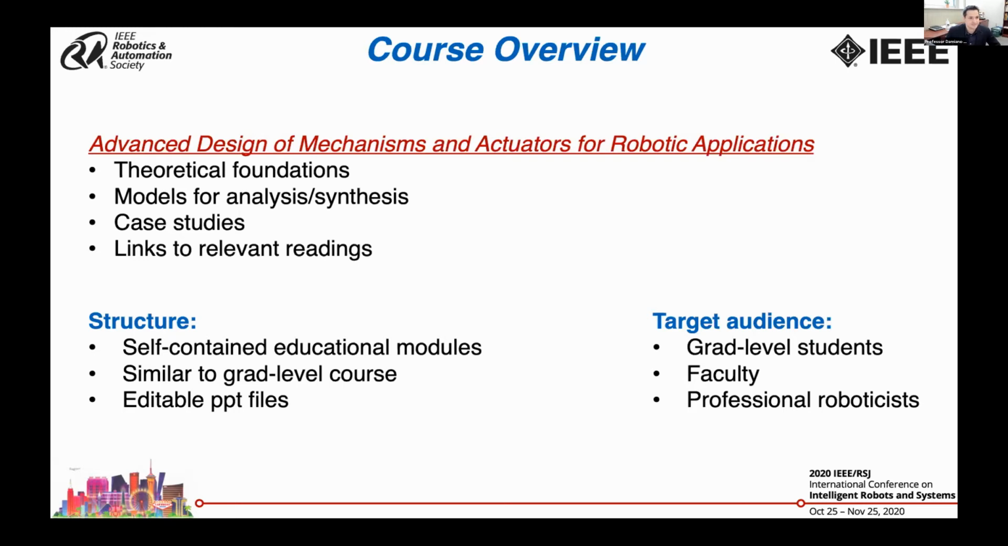The structure is very similar to a graduate level course. Basically, we included a number of self-contained educational modules that will be shared with the community in the form of PowerPoint slides that can be adapted and edited by the users under the Creative Commons agreement. The target audience is primarily graduate level students, but we believe that those contents will also be very useful to faculty members and professional engineers and roboticists.